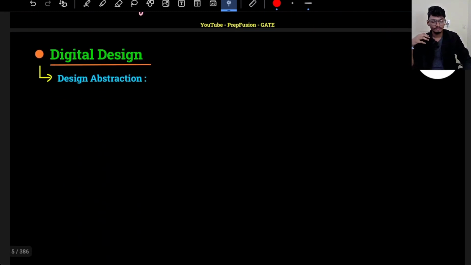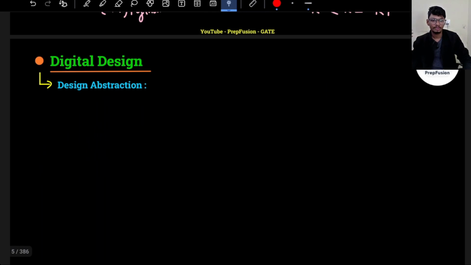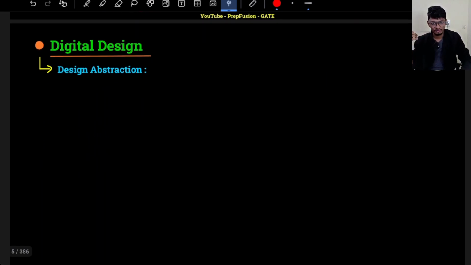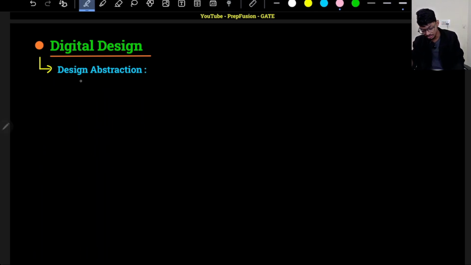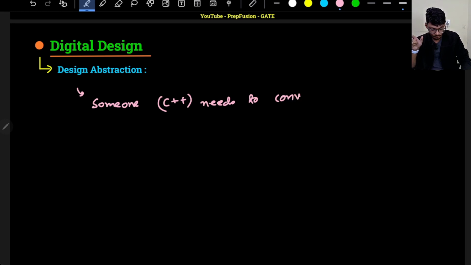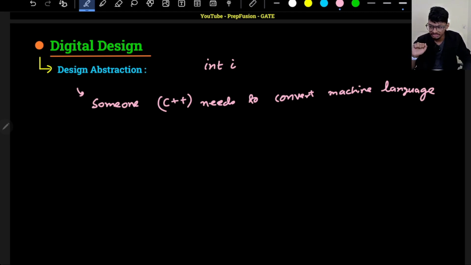So basically, what the programmers do, programmers code in C++. Someone in C++ needs to convert it to machine language. Because even if you have done some basic programming, you know that when you write code in C++, like int I, if you tell this to the CPU, will the CPU understand? No, the CPU just understands zeros and ones. So of course someone needs to convert it. Who converts? Assembler. If you remember, compiler or assembler or something like that.